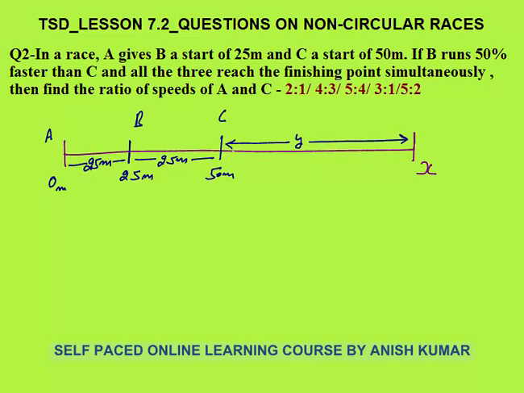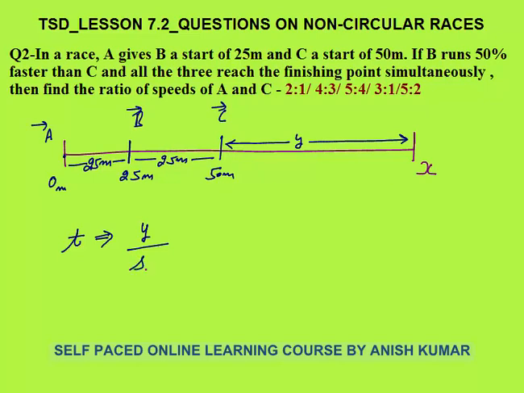Now we know that when race starts, all three run simultaneously, although from different points. A runs from here, B runs from here, C runs from here. All three are finishing the race simultaneously. It means that all three are taking the same time. See time t, all are taking the same time t. Time is distance upon speed. We take the distance and the speed. C will run y meter in time t. C will cover only y meter because C is already at 50 meter. So C needs to cover y meter.